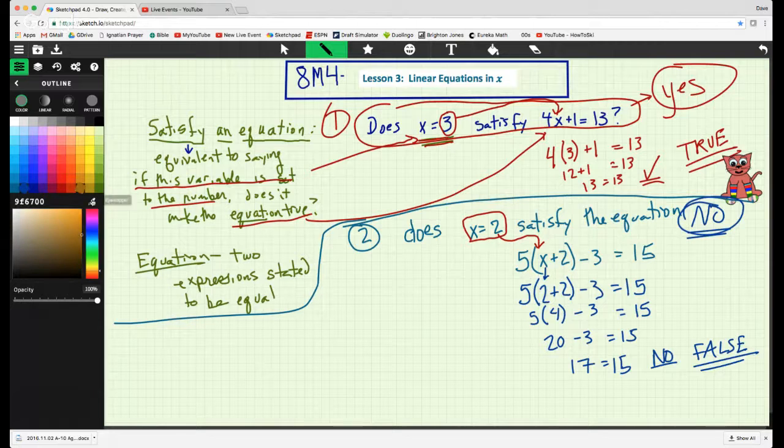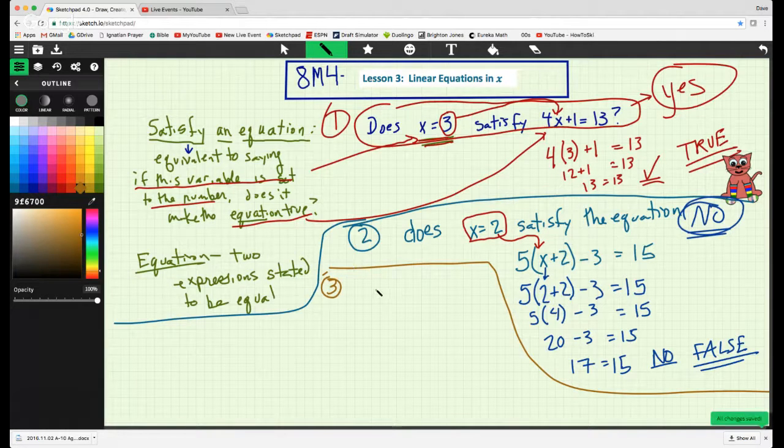Now, I'll let you try number 3. And we'll go with this. Does x equal a half satisfy 7x plus 4 equals 19x minus 2? Well, I'll let you puzzle that one.